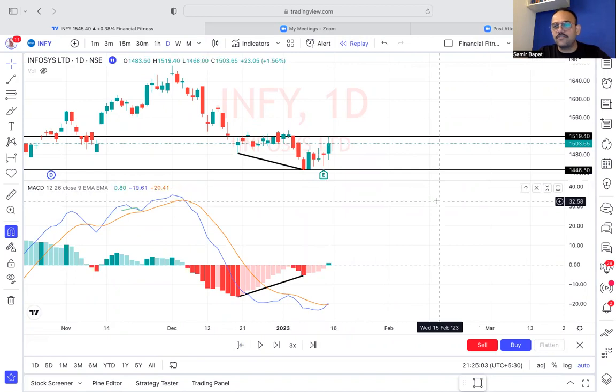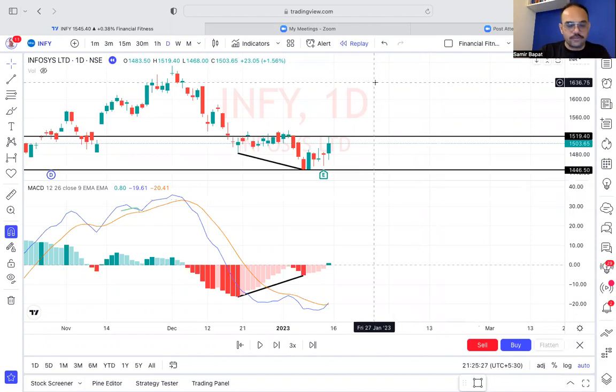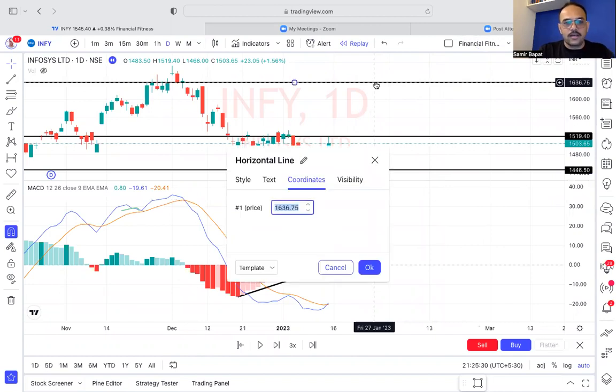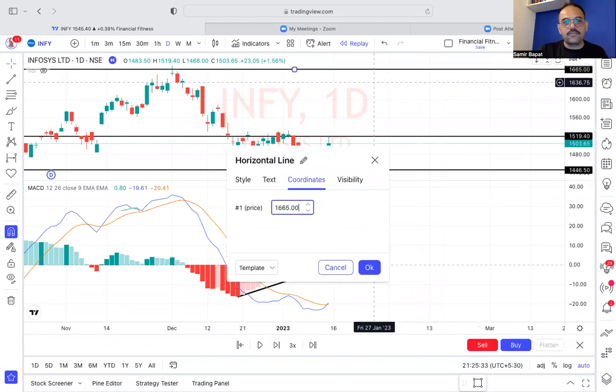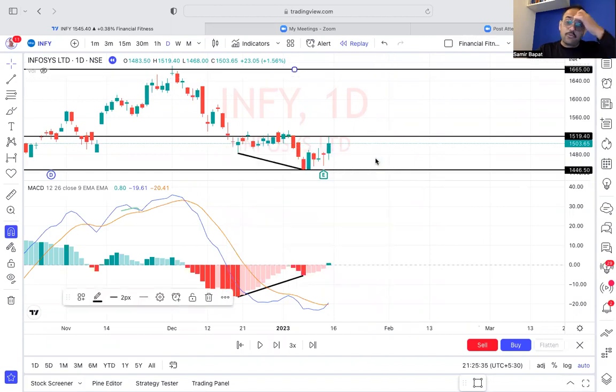Here, how much is the difference? 1519, 1446. How much? 73. 73 into 2, 146. 146 plus 146 plus 1519 equal to 1665. Okay, so let's see. 1665. Okay. See, one more assurance we get when we see this number is, if it is matching the previous top.